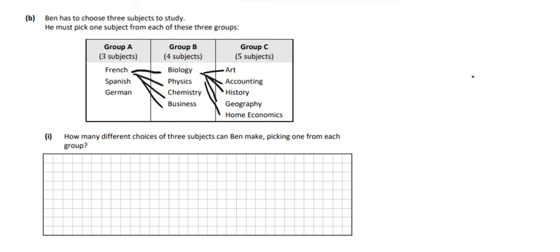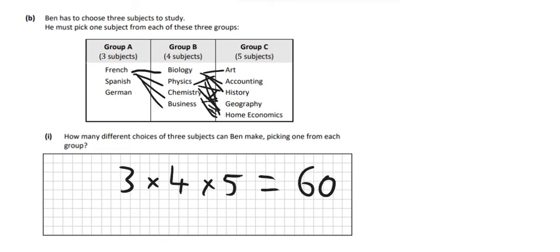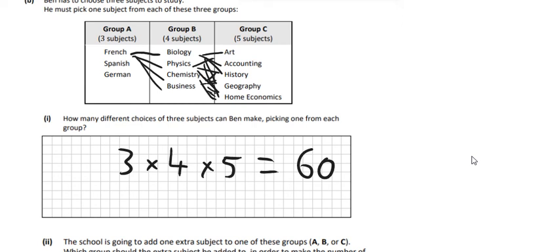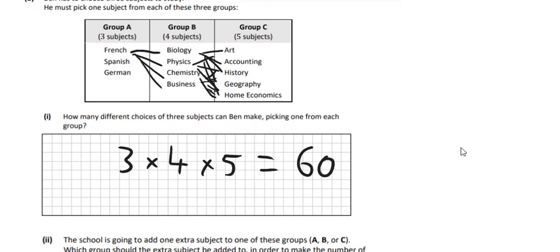So there's five different possibilities there. But then he could take French physics and each of the five, and then he could take French chemistry in each of the five, and French business each of the five. So it gets big really quickly. So really, all you have to do here is just multiply them. So you just do 3 times 4 times 5, and that'll give you the total possible outcomes. So 4 times 5 is 20, and 3 times is 60. So 60 is the total amount of choices that he could make.